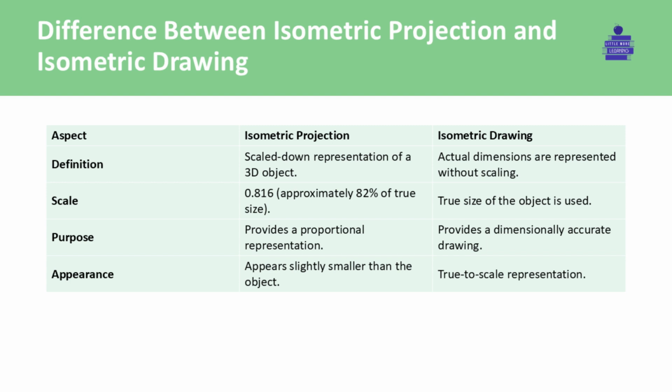While they might look similar, there's a key difference in how we handle measurements. In isometric projection, we actually scale down our measurements by about 82%, to be precise, 0.816, to account for the mathematical reality of projecting 3D onto 2D. This gives us a technically accurate but slightly smaller representation. On the other hand, isometric drawing uses the actual dimensions without any scaling. It's less mathematically accurate, but often more practical for everyday use. Think of it like the difference between a precisely scaled architectural model and a sketch that captures the essence of the building. Both have their uses, but it's important to know which one you're using and why.